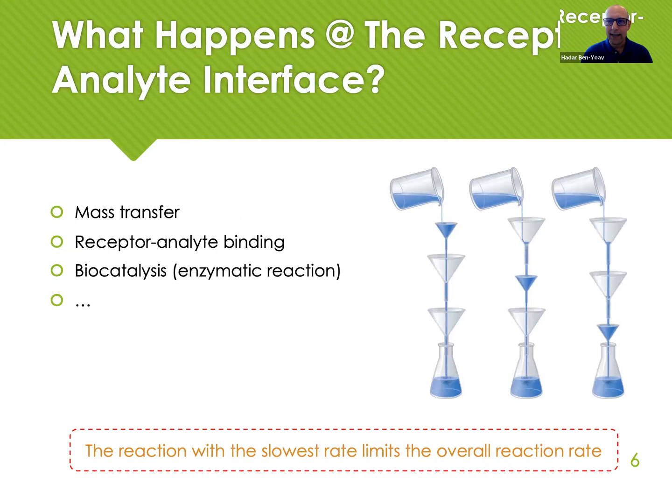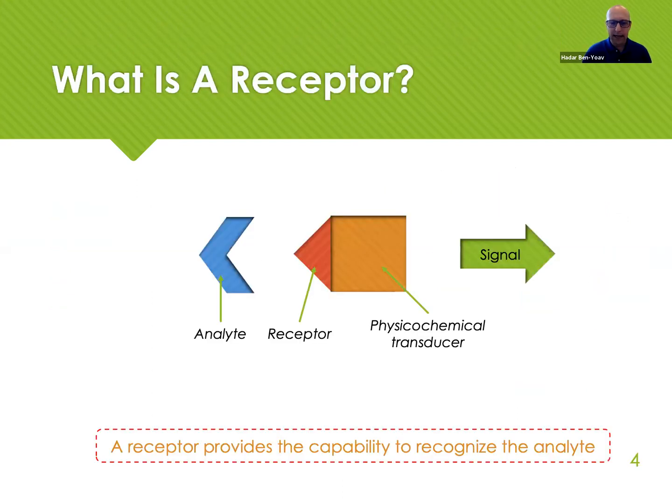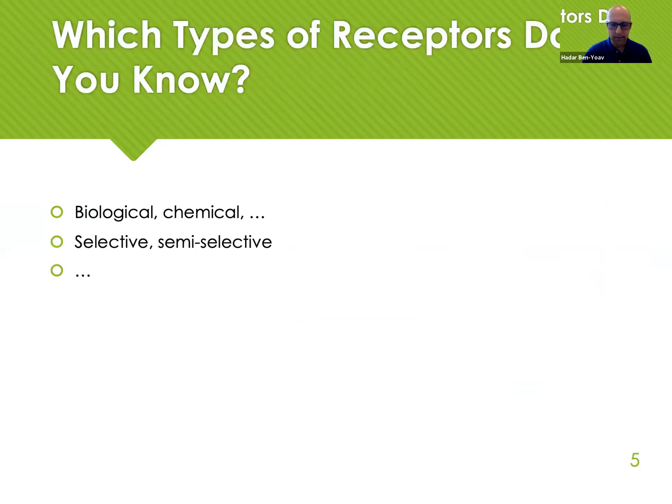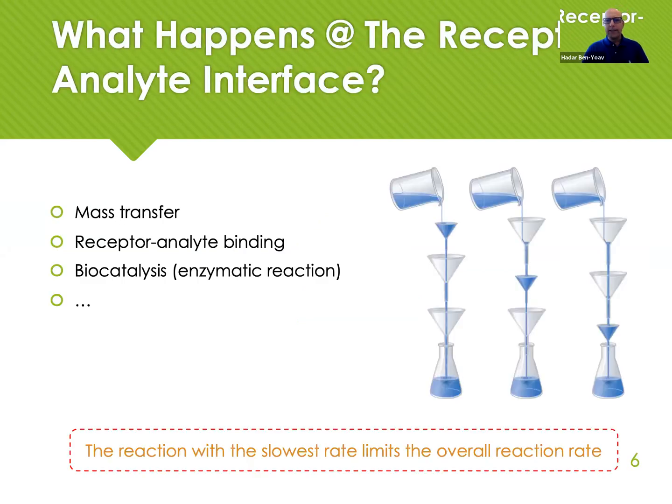Now, what happens at the receptor-analyte interface? We are talking now about the receptor and the analyte, that's what we're going to focus on. There are different types of chemical and physical processes, such as mass transfer. We discussed yesterday how fast, for example, the analyte transfers to the surface of the sensor, and then there's some kind of receptor-analyte binding reaction.